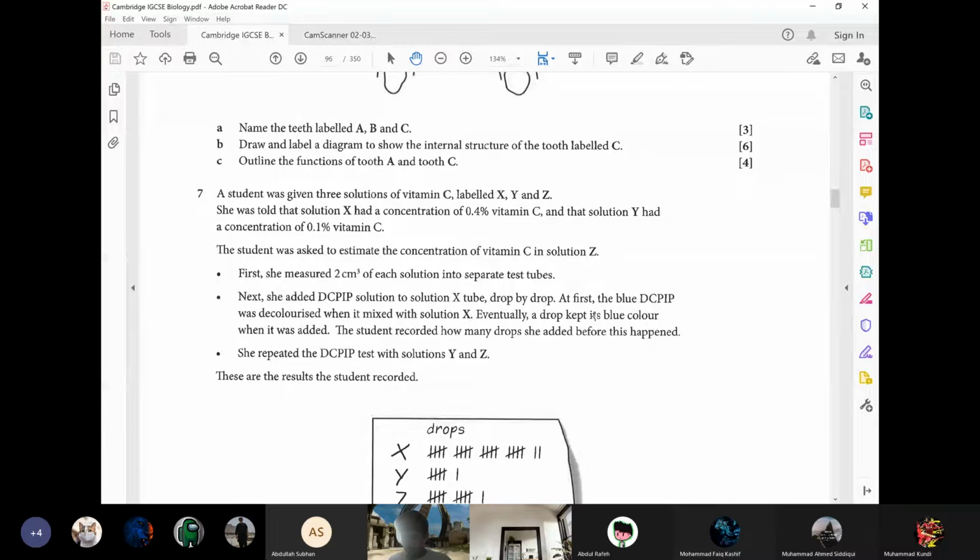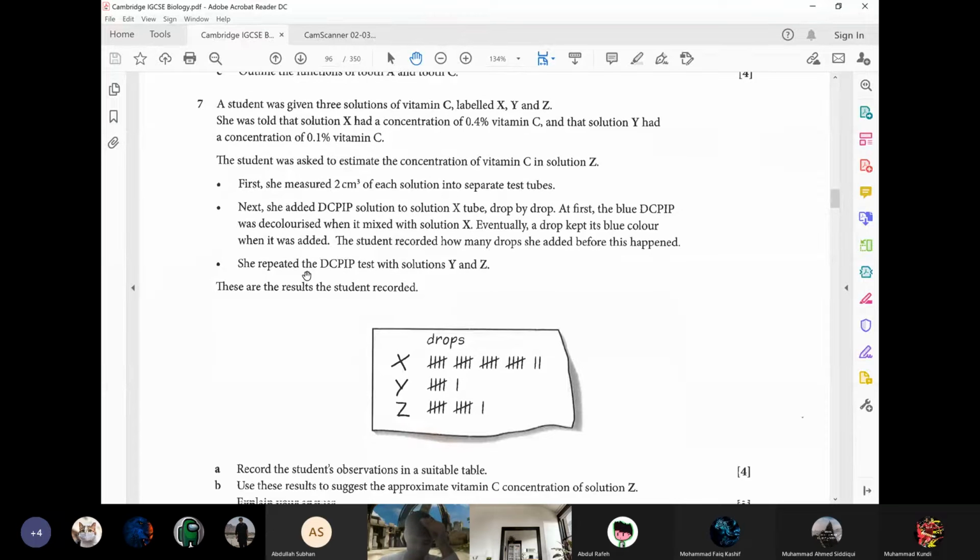Now, boys, a student was given 3 solutions of vitamin C labeled X, Y, and Z. She was told that solution X had a concentration of 0.4% of vitamin C, and that solution Y had a concentration of 0.1% of vitamin C. The student was asked to estimate the concentration of vitamin C in solution Z.